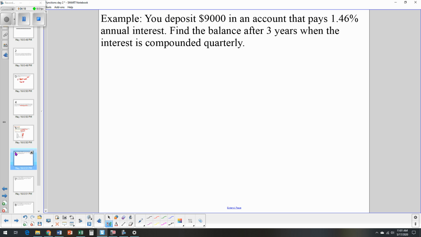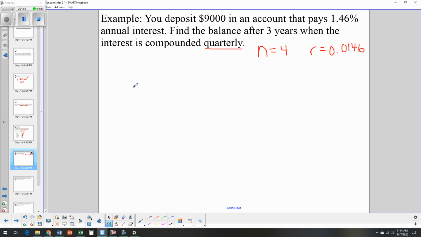For our first example, you deposit $9,000 in an account that pays 1.46% annual interest. Find the balance after 3 years when the interest is compounded quarterly. So we know N is going to be 4, and our R turned into the decimal, if I move it over twice, is 0.0146. This is the biggest place people make their mistakes when doing these problems. They don't move the decimal place an appropriate number of times, so you have to be really careful with your R's.